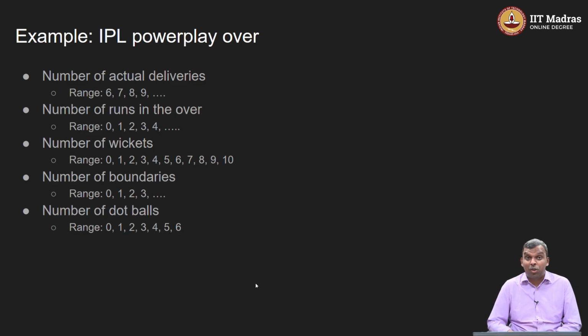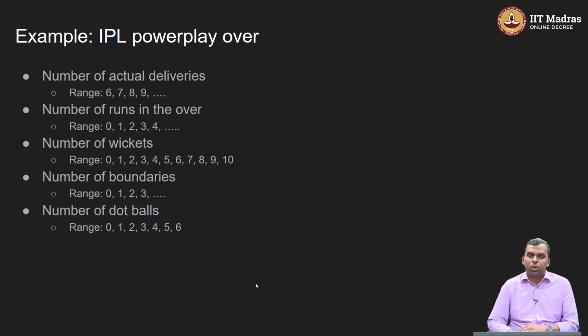The next random variable we looked at is the number of runs in the over, and even here 0, 1, 2, 3, 4, 5, 6. Can you stop at 6? Really? Think about it. There are possibilities of getting more than 6 runs in one delivery. Don't think of the free hit that you get. I'm not talking about that. I'm talking about just the one delivery.